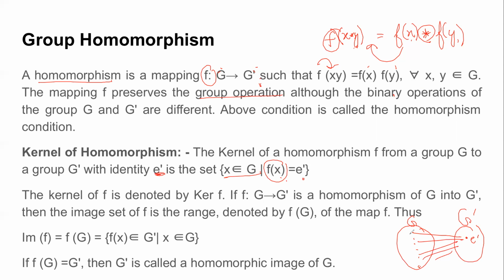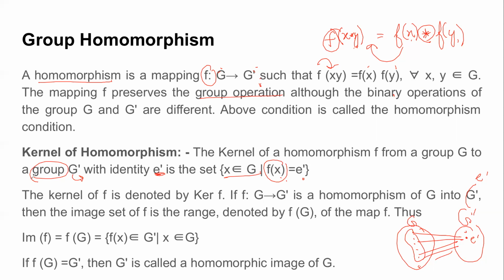So what you are doing here is considering the identity element of one group and the set of all the elements which are mapped to that element. That is known as the kernel of the homomorphism. Is that clear? It is the set of all the elements which are mapped to the identity element of the group G prime. And we know group G prime will have an identity because it's a group, and a group has an identity as well as inverses.